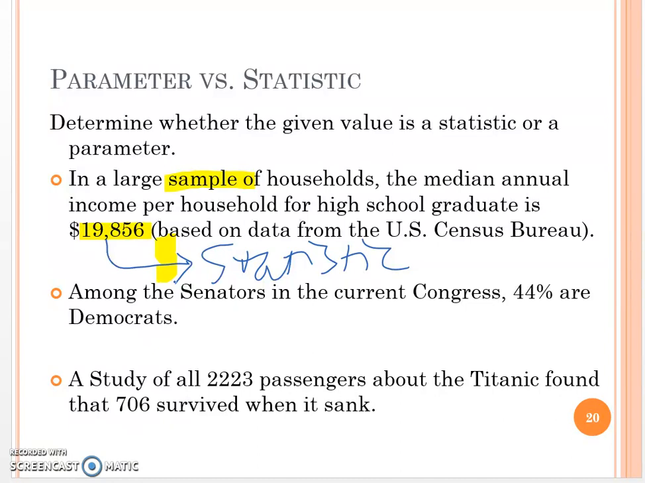Question 2, among all the senators in the current Congress, 44% are Democrats. 44% is talking about all, which means from the population. Therefore, this is a parameter.